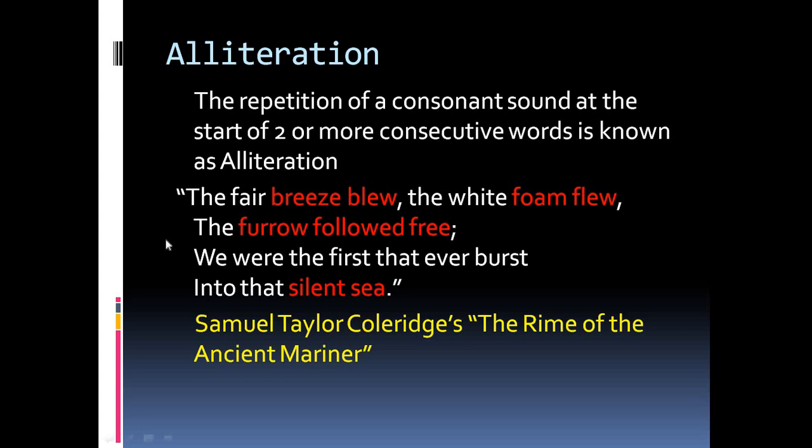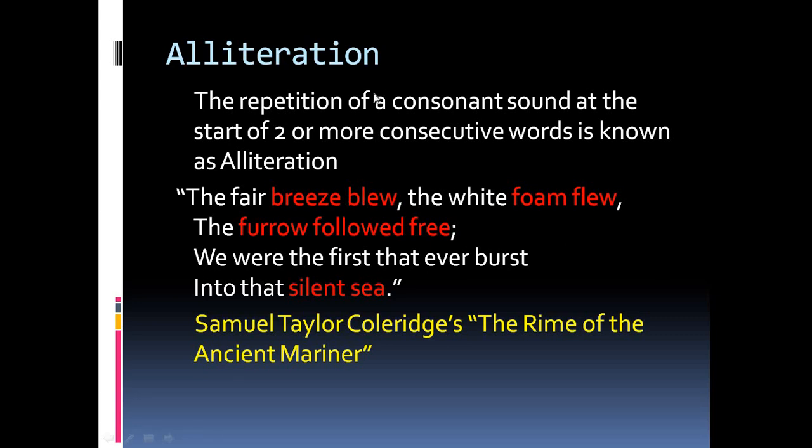But we are not discussing the lines and the meanings here, so I'll be going into the technicalities of these lines. As I said, we are discussing alliteration, where two or more consecutive words repeat a consonant sound. Now look at the words highlighted in red. Breeze blew, B. Two or more consecutive words, consecutive meaning one after another.